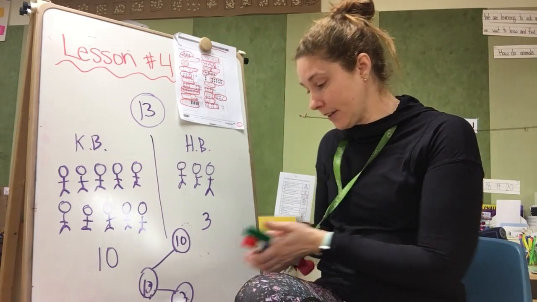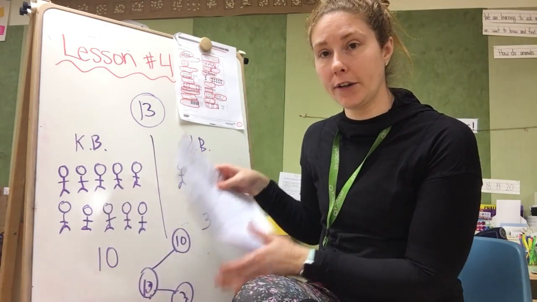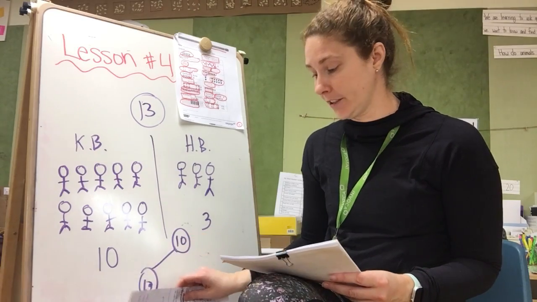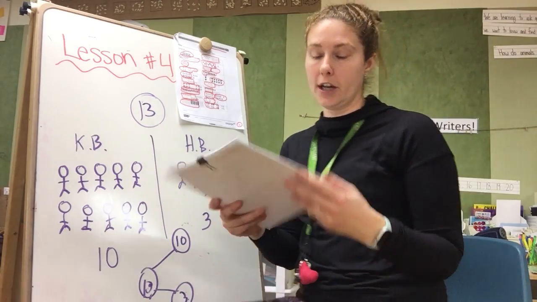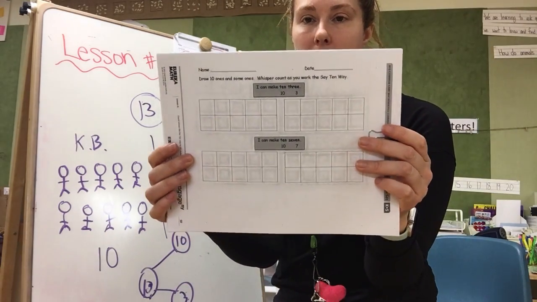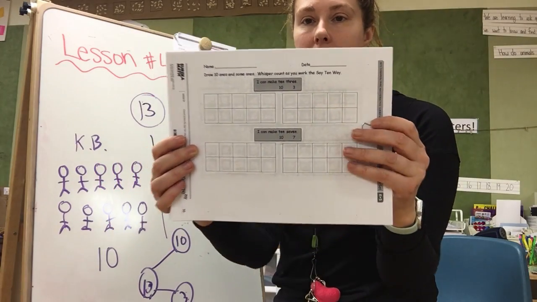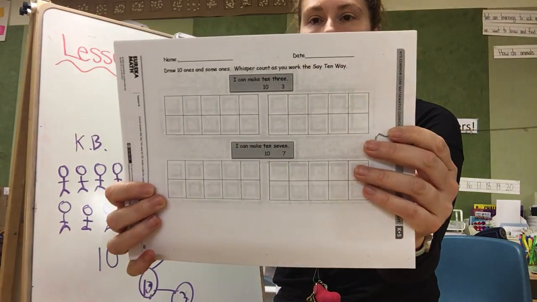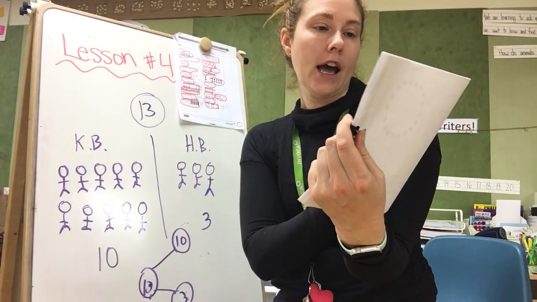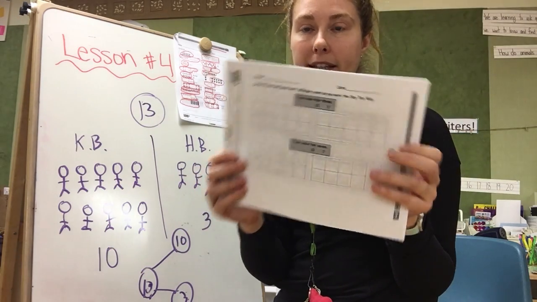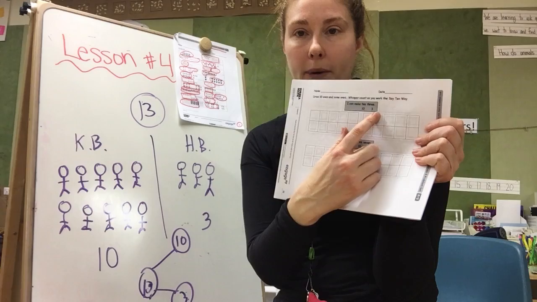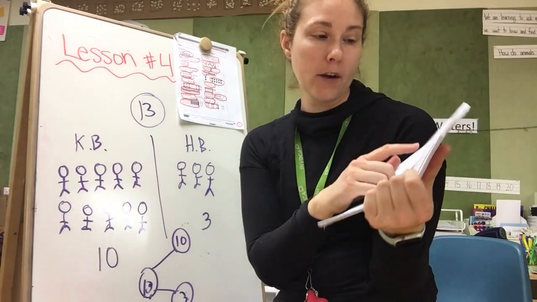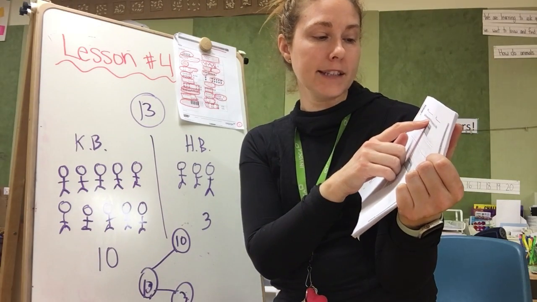So, last thing, I'm just going to quickly show you how to do our math problem set for today, for Thursday. So, get out your problem set math workbook today, and it looks like it has 5 frames for us to fill in. So, let's read the directions. It says, I can make 10 threes, and then it shows a 10 3. So it's spelled out and written out. Draw 10 ones and some ones.